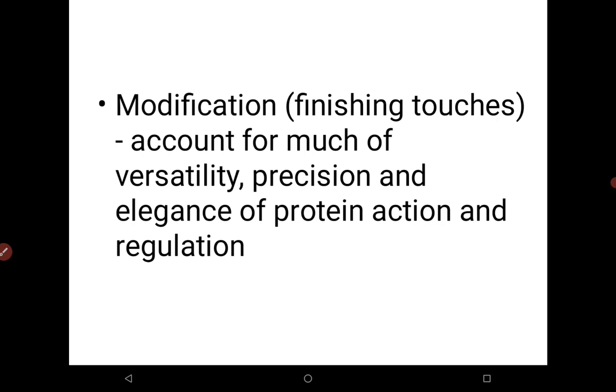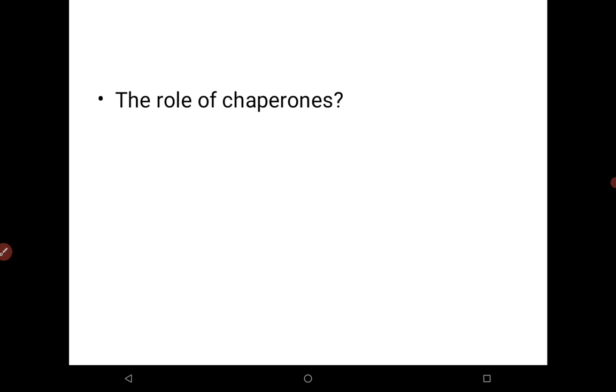So this accounts for the versatility, precision, and elegance of the protein. Now the role of chaperones: they simply mark those proteins that haven't been formed properly. They mark them either for destroying them or for remodification. That's what the chaperones do.